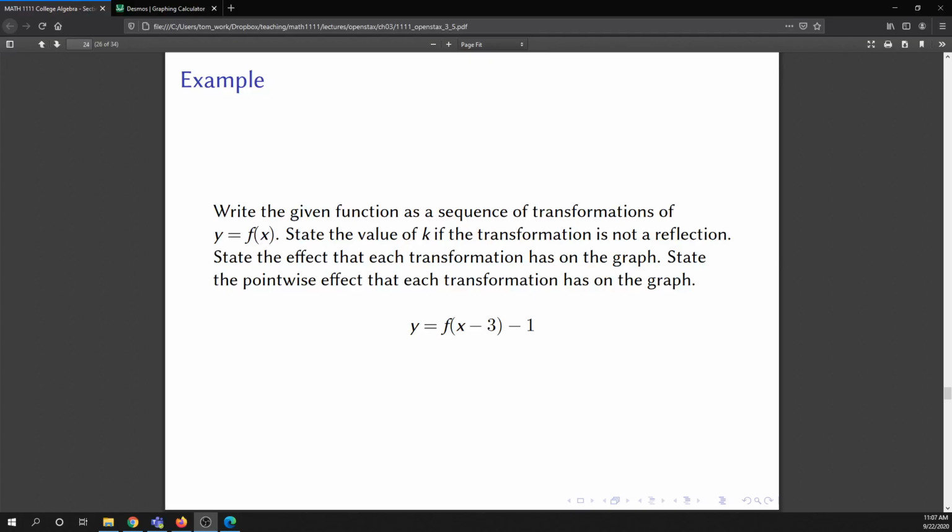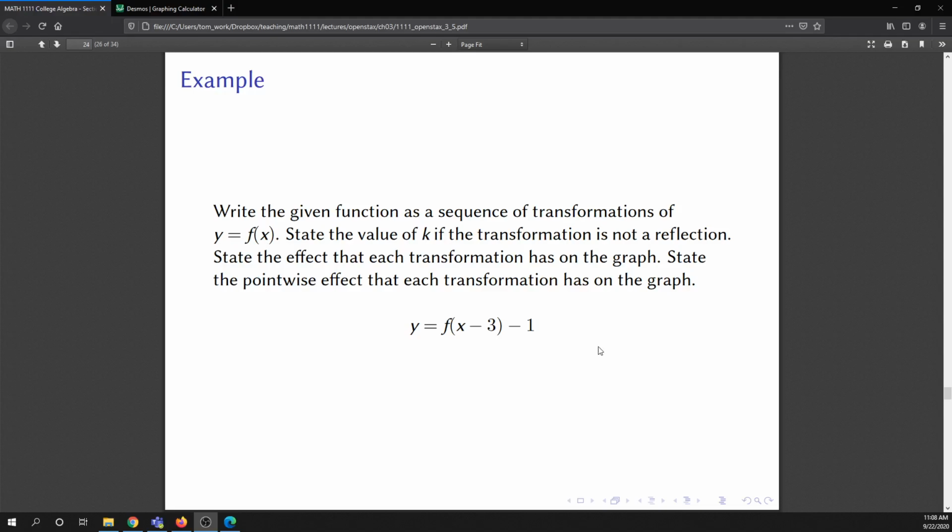In this video, we are going to go over an example of a transformation of function problem. It says write the given function as a sequence of transformations of y equals f of x. State the value of k if the transformation is not a reflection. And then state the effect each transformation has on the graph. State the pointwise effect that each transformation has on the graph.